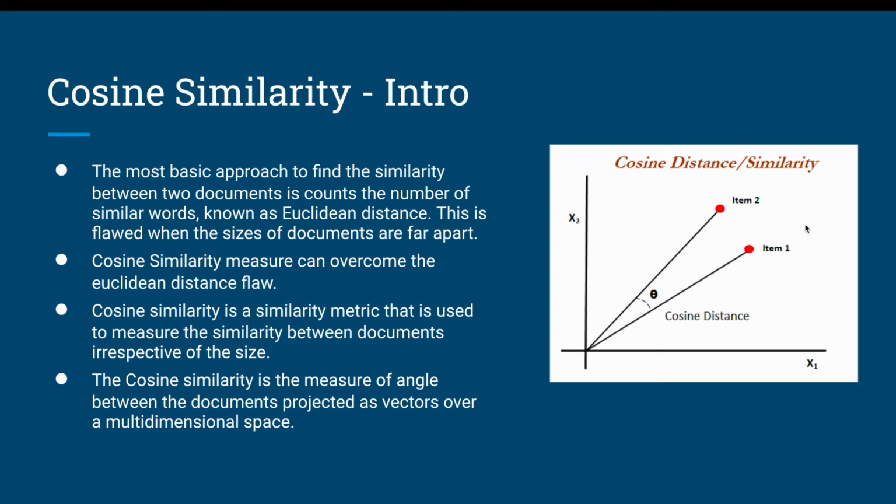To overcome this flaw, we can use cosine similarity. Cosine similarity is a similarity metric that is used to measure the similarity between documents irrespective of their size. Cosine similarity basically measures the angle between those two vectors instead of the distance between them.